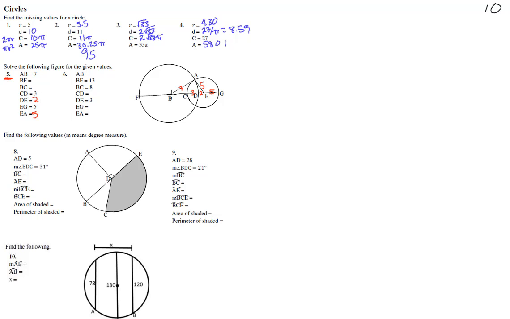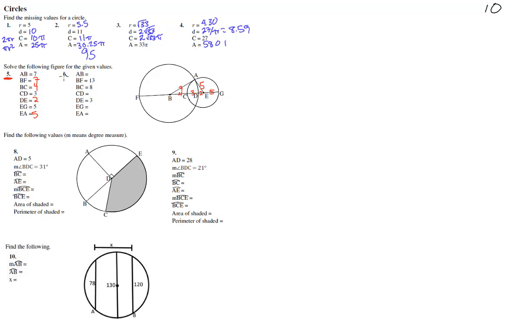Oh, this is nice. This is how this works. So we got a 7 here. BF is also going to be a 7. It's the radius. BC then must be a 4, so that this can be a complete 7. There we go. That wasn't so bad. So it's just adding and subtracting and seeing that a radius is constant all the time.